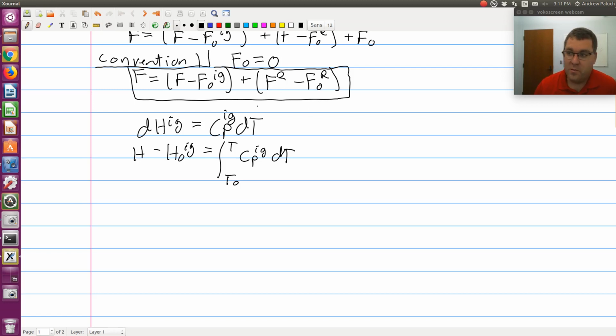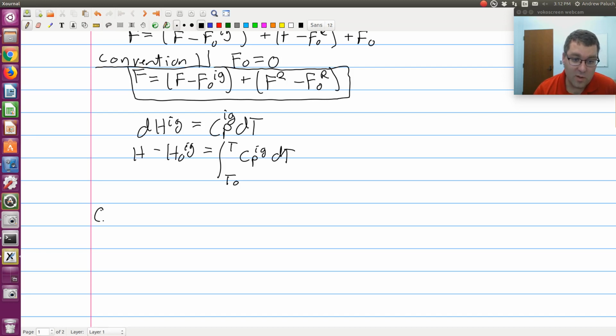If you had entropy, it's similar in that I could work out the differential for entropy, which would be Cp over T dT minus 1 over P dP. But I could analytically integrate said expressions with an expression for heat capacity.